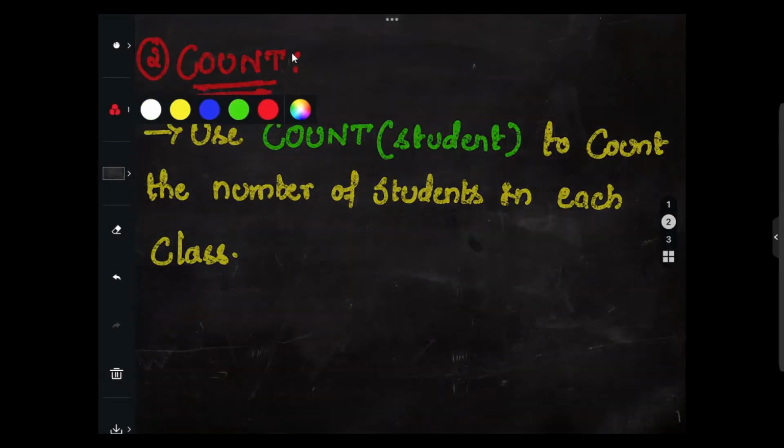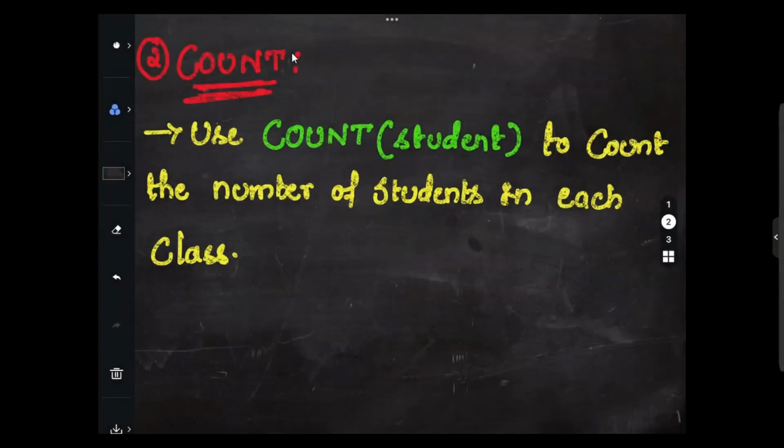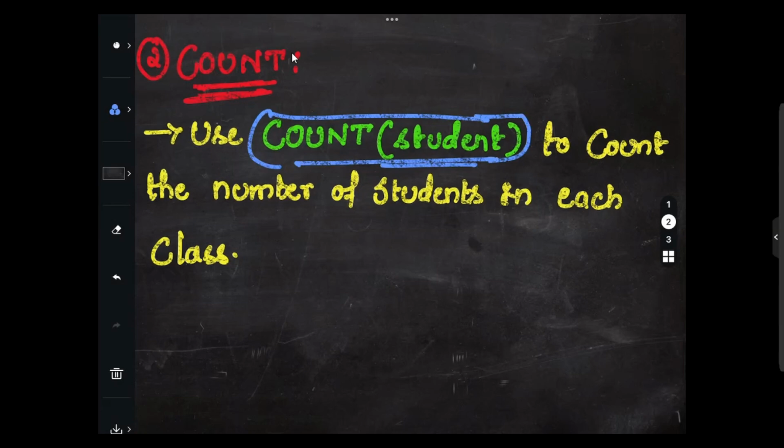Let's move on to the second step here. We have to count, so we will be making use of the COUNT keyword here, right? We will go with the count of students. We have to count the number of students that have enrolled in a particular class, and then only can we finally return the classes that have more than or equal to 5 students, right?